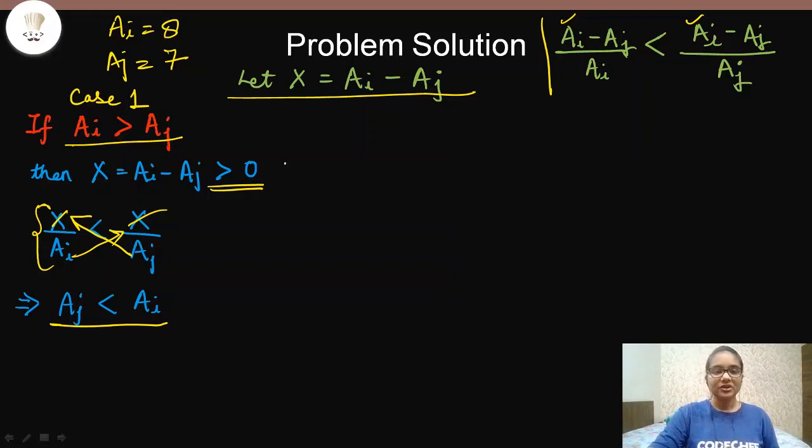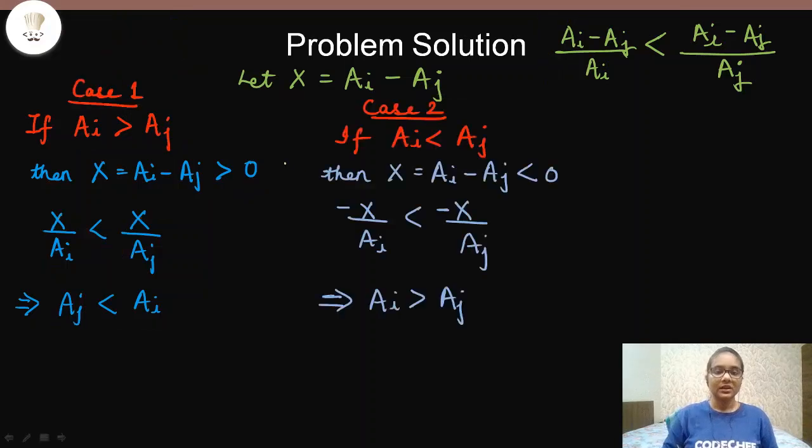Now the second condition is case 2, and case 2 represents when AI will be less than AJ. In the first case we saw AI was greater than AJ and it was forming a beautiful pair. So for this condition it will form a beautiful pair. Now the second condition we will see when AI is less than AJ. So let AI equal 7 and AJ equal 8. These are the kinds of values that we'll take.